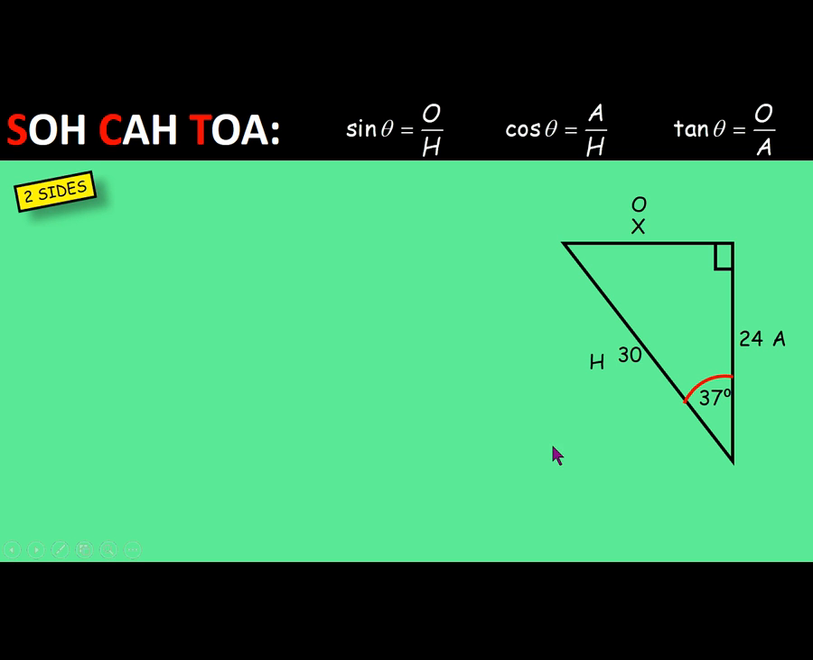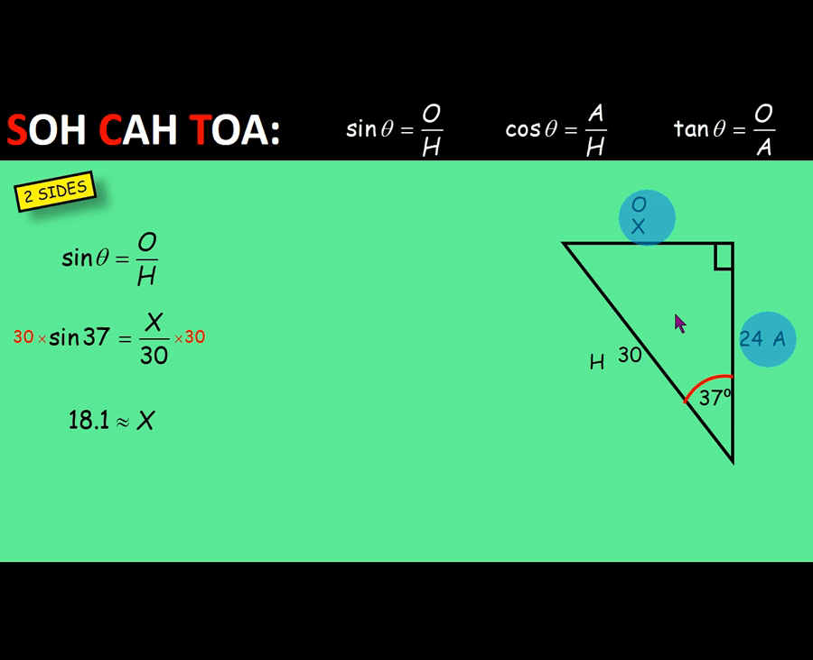Okay, so if we want to start by using the opposite, x, and the 30, this would be opposite and hypotenuse, which will be sine. So if we use these two, the sine of our angle is equal to the opposite over hypotenuse. That becomes the sine of 37 is equal to x over 30. And then we simply solve this problem the way we've solved all the other ones. We're going to end up getting 18.1.